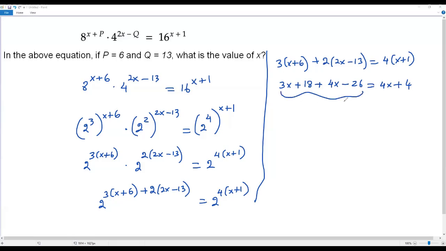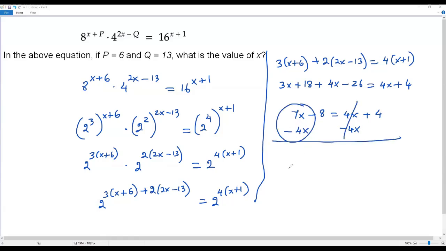Now let's combine the like terms on the left side. When I combine 3x and 4x, I'm getting 7x. When I combine positive 18 and negative 26, I am getting negative 8, equals 4x positive 4. Here we are trying to solve for the variable x, but the variable x appears on both sides of the equation. Whenever I'm trying to solve for a variable in an equation, the variable has to appear on only one side. But here it appears on both sides. So we have to get rid of the variable either on the left side or on the right side. Let me get rid of the variable term on the right side. To get rid of 4x, I subtract 4x from both sides. The positive 4x and negative 4x cancel out. When I combine 7x and negative 4x, it becomes 3x, negative 8 equals positive 4.